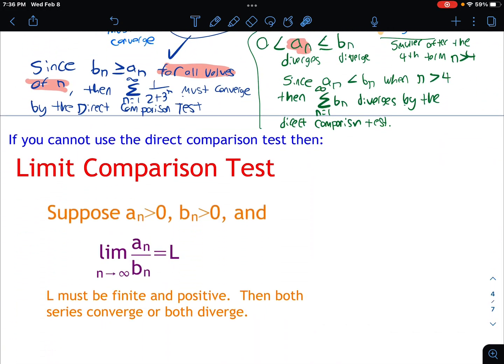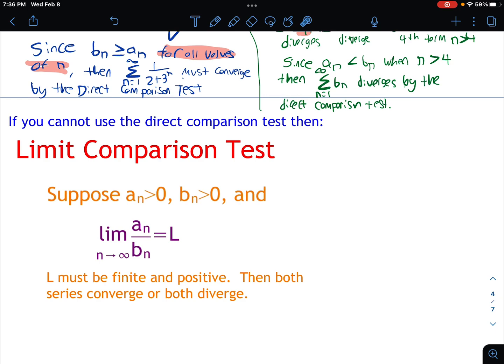So in the limit comparison test, this is what we do. Suppose that both of our sums are larger than 0. They're both positive. And if you take the limit as n approaches infinity of this entire thing here, it approaches a number L that must be finite and positive. If this is the case, then both series converge or both must diverge.